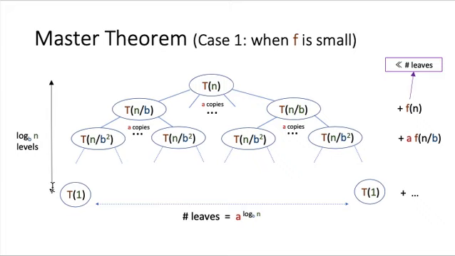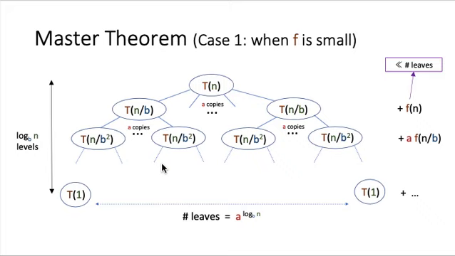The number of levels of this tree, we see that focusing on the leftmost path, each time we are dropping by a factor of b. So the number of levels of this tree is log n base b. But then for each level, we will be expanding the number of nodes here from a to a squared to a cubed and so on and so forth. So the number of leaves, which is T1 here, will be equal to a to the power the number of levels, so a to the power log n base b.